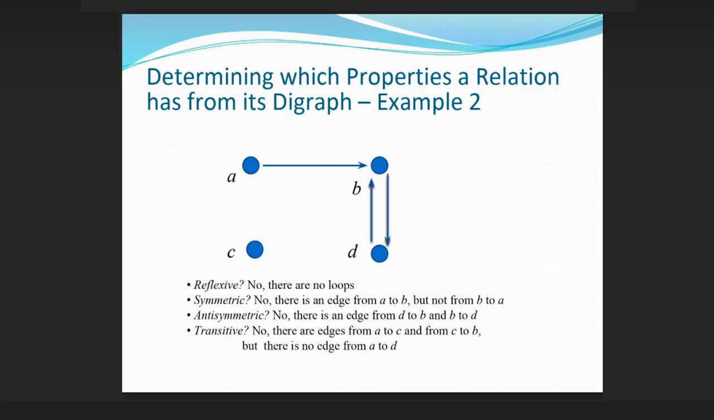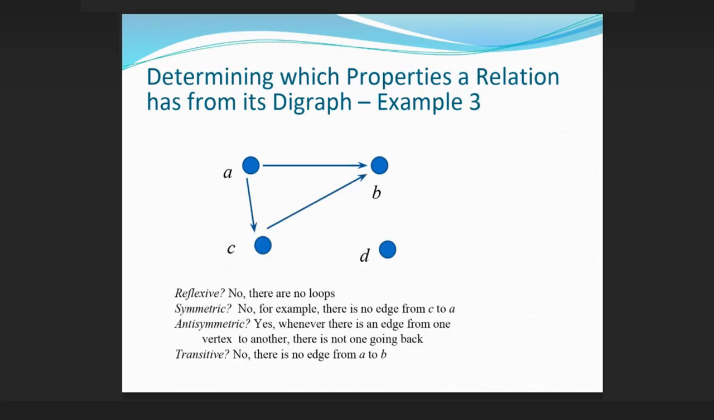Determining which properties a relation has from its digraph. Example 2. Reflexive: no, there are no loops. Symmetric: no, for example, there is no edge from C to A. Antisymmetric: yes, whenever there is an edge from one vertex to another, there is not one going back. Transitive: no, there is no edge from A to B.